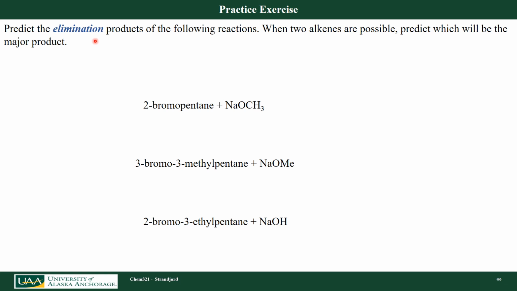Let's do a couple practice exercises where we're going to predict the elimination products of the following reactions. When two alkenes are possible, meaning the Zaitsev product or the Hofmann product, let's predict which one will be the major product. Let's look at 2-bromopentane reacting with sodium methoxide. Let's first just draw out the 2-bromopentane. I notice here that here is my alpha carbon. Here is one beta carbon with 3 hydrogens. Here is a second beta carbon with 2 hydrogens. I could abstract any of these 5 hydrogens.